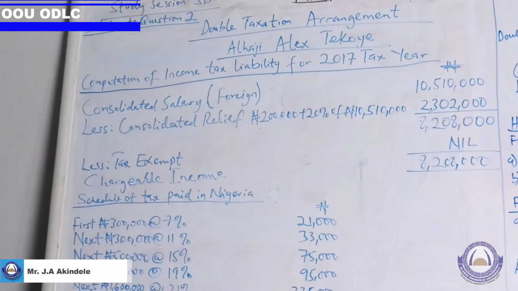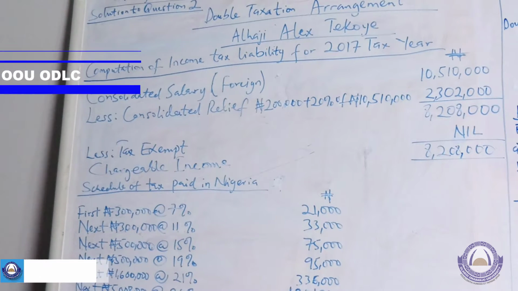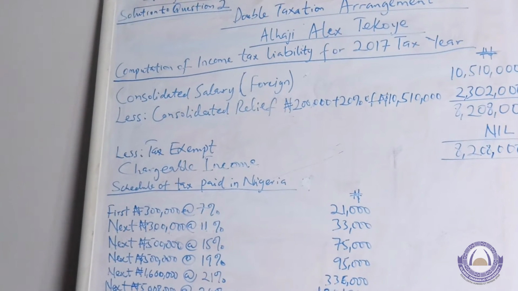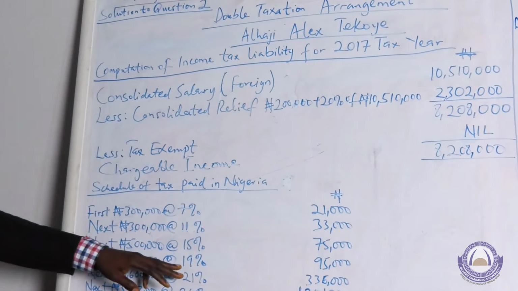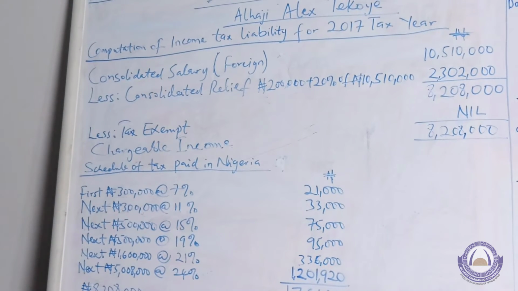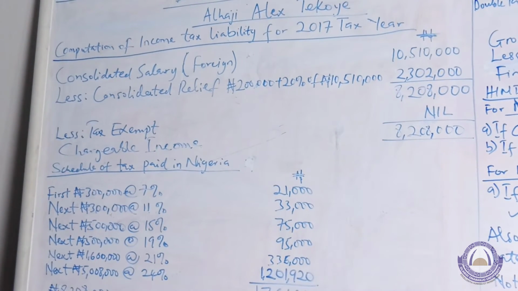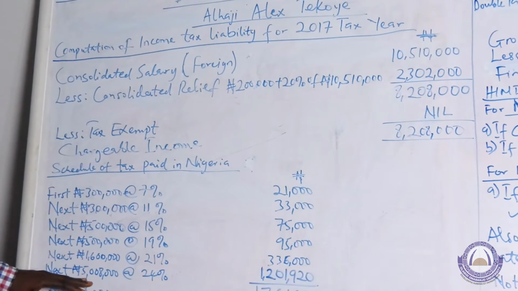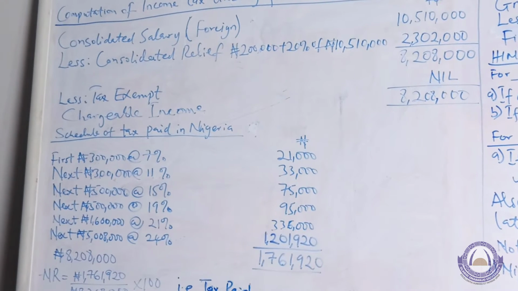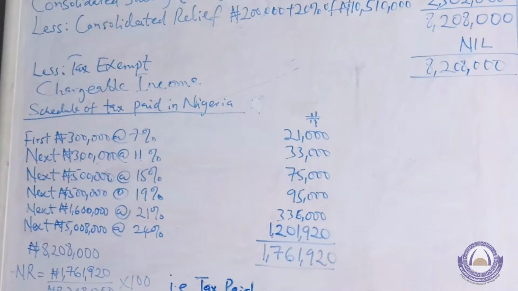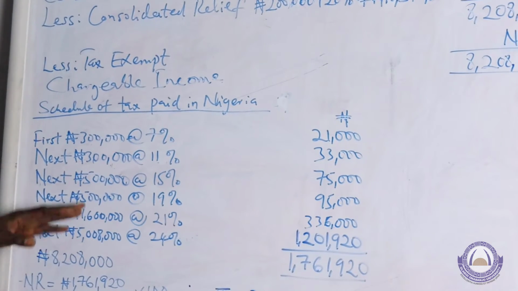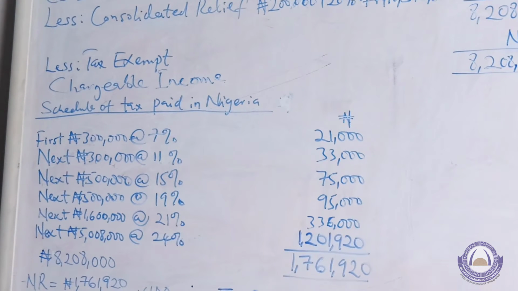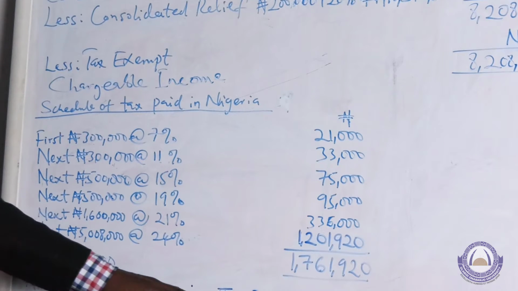The schedule of tax paid in Nigeria, as per the Nigerian tax law, is that the first 300,000 naira will be at 7%. And 7% of 300,000 naira will give us 21,000 naira. The next 300,000 naira will be at 11%. That is 33,000 naira. Then the next 500,000 naira at 15%. That is 75,000 naira. Another 500,000 naira at 19%. That is 95,000 naira. So the next 1,600,000 naira at 21% will give us 336,000 naira. And the last amount, which is 5,008,000 naira at 24%, is 1,201,920 naira. And the total tax paid in Nigeria is 1,761,920 naira.